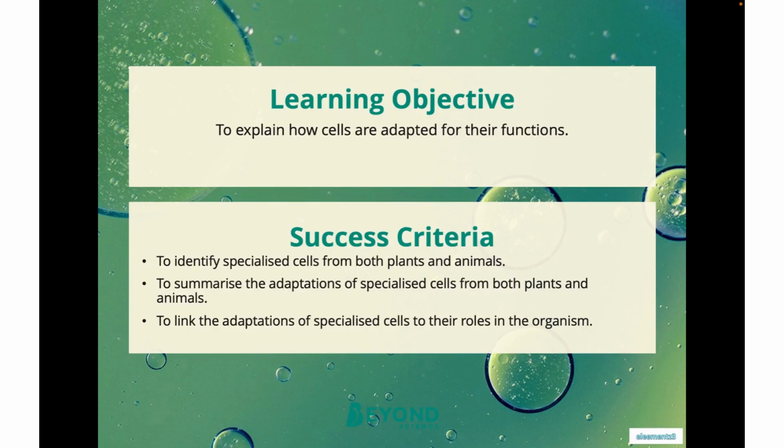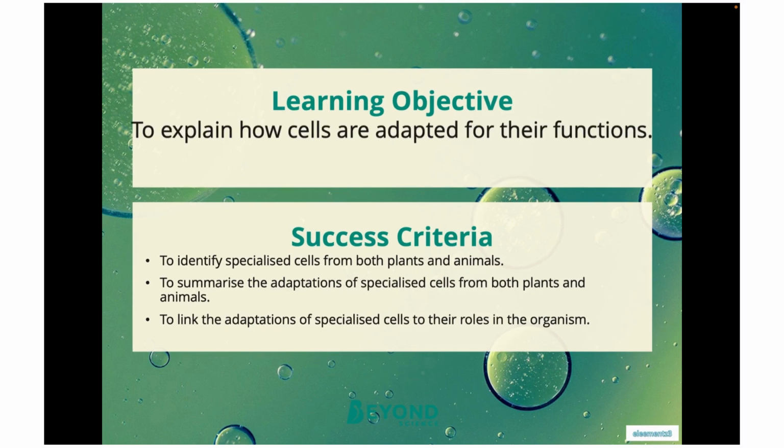We are going to learn today to identify specialized cells from both plants and animals, to summarize the adaptations of specialized cells from both plants and animals, to link the adaptations of specialized cells to their roles in the organism. Main objective: to explain how cells are adapted for their functions.